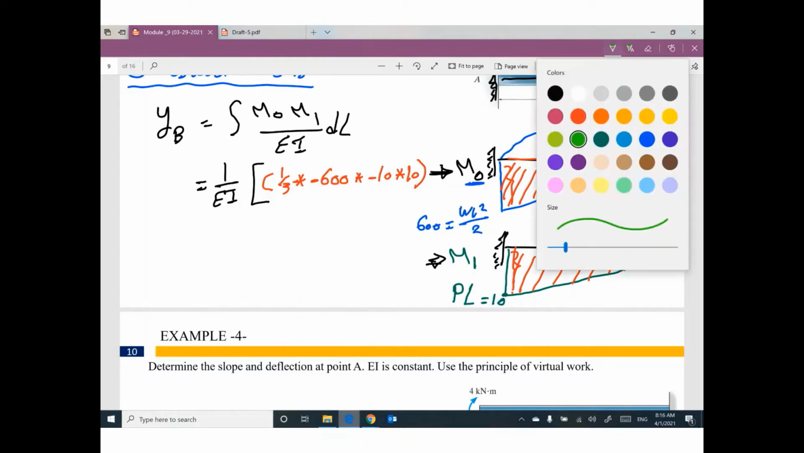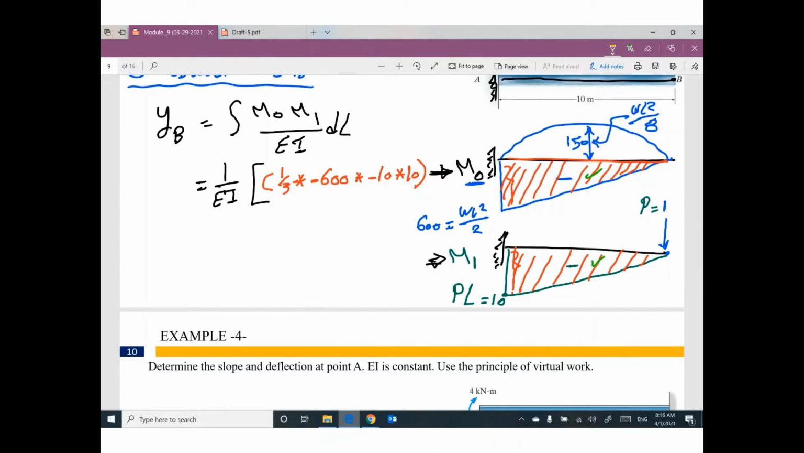One more time. We have this parabola and this triangle. We have here two diagrams with this triangle. So I need to do the integration between this triangle and this triangle, and between this parabola and this triangle. Let's do it. Plus parabola with triangle.